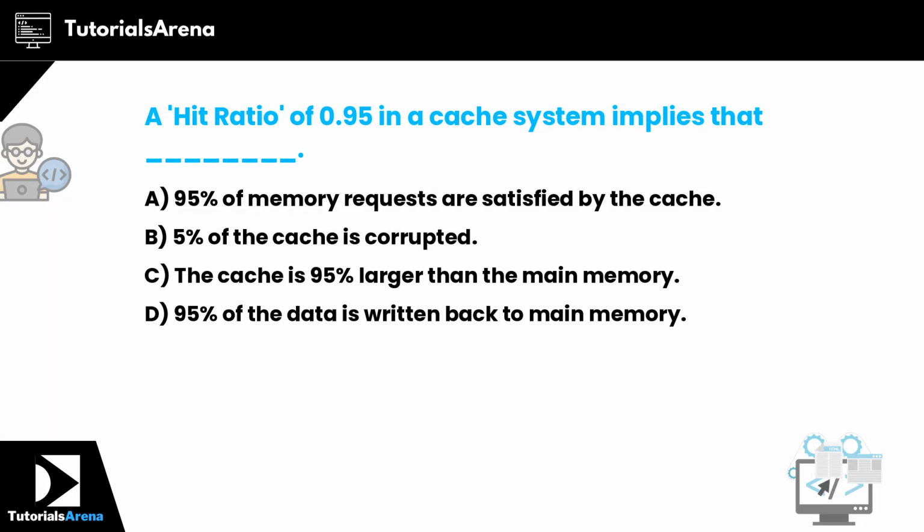A hit ratio of 0.95 in a cache system implies that ________. The correct answer is option A. 95% of memory requests are satisfied by the cache.